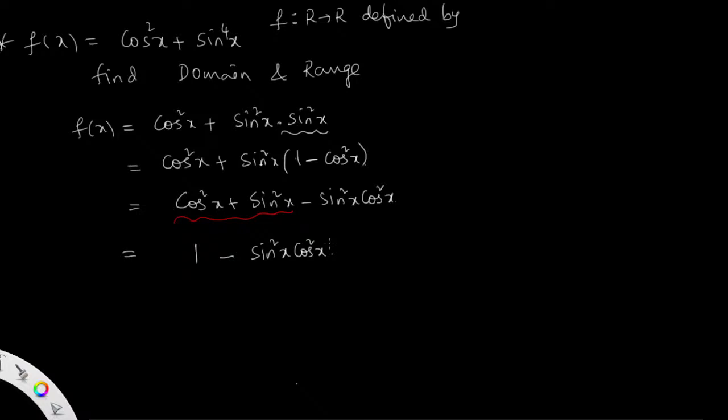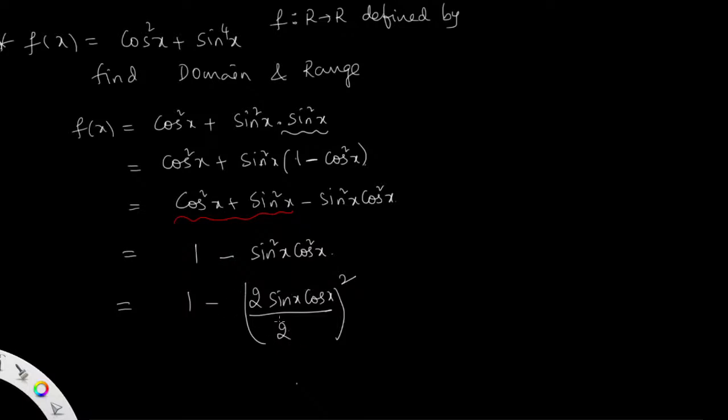But we need to convert the two terms into a single term, a single variable, so you have to know the formula. I am multiplying and dividing by 2 to get the form sin 2x. 2 sin x cos x is sin 2x, so whole square. So 2 sin x cos x divided by 2, whole square, gives sin square x cos square x.